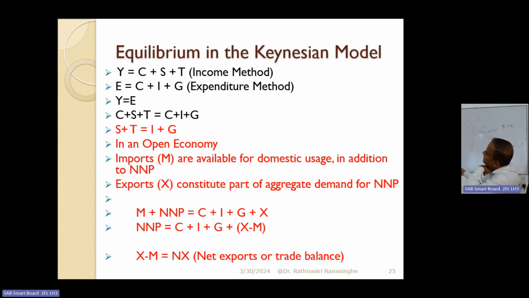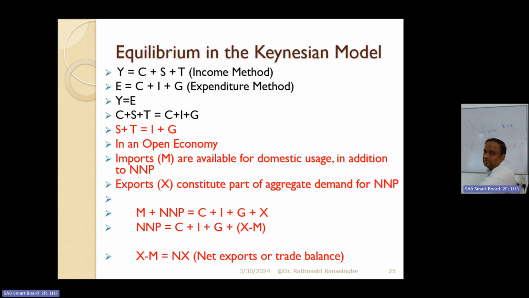According to the expenditure method, part of income you consume, another part you invest, and another part the government also spends. That means C plus I plus G, those are the expenditures. But you know that at the equilibrium point, aggregate demand, aggregate expenditure equals income. Y equals E at the equilibrium. Therefore, we can relate these two: C plus S plus T equals C plus I plus G. Then you can cancel out the common C. Then you can see S plus T equals I plus G.